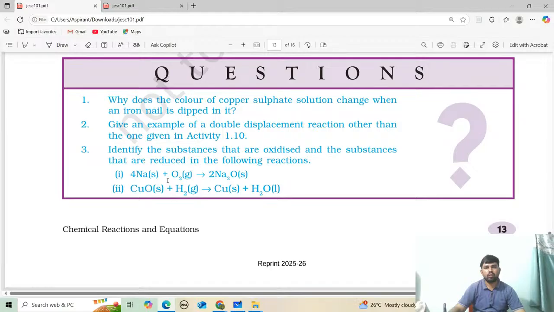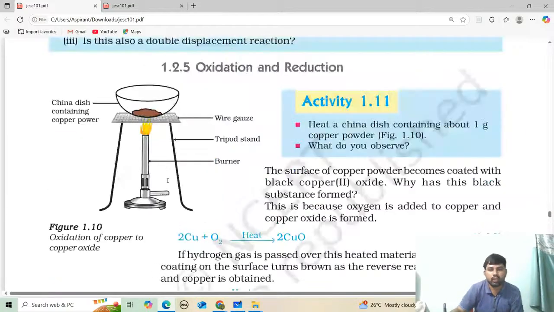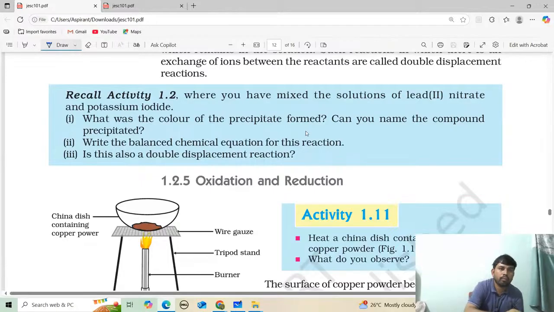See here, we already discussed the remaining blue questions. So these are the equations they have given here. I hope everyone can see; let me write this equation better. Okay. So they have given here a mixed solution of lead nitrate and potassium iodide. What was the color of the precipitate? It is already written here, I think.